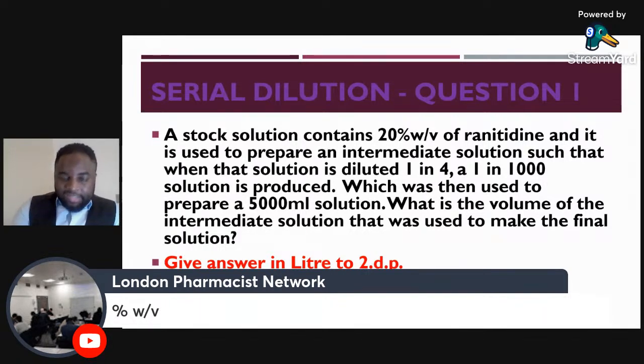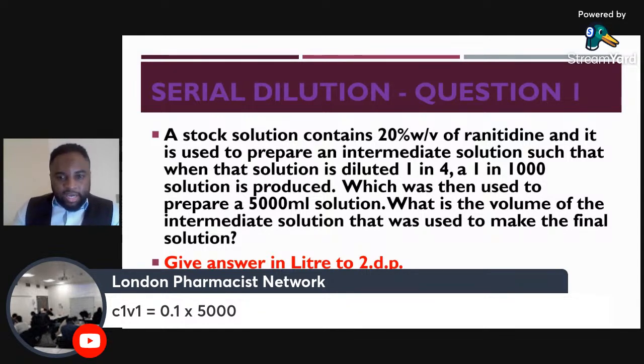Okay, so the answer is 0.1. So 0.1 is our C2. Our C2 is 0.1. Why? Because the final concentration is 1 gram in 1,000. If there's 1 gram in 1,000, in 100, it will be 0.1 grams. 0.1% weight per volume is our C2.